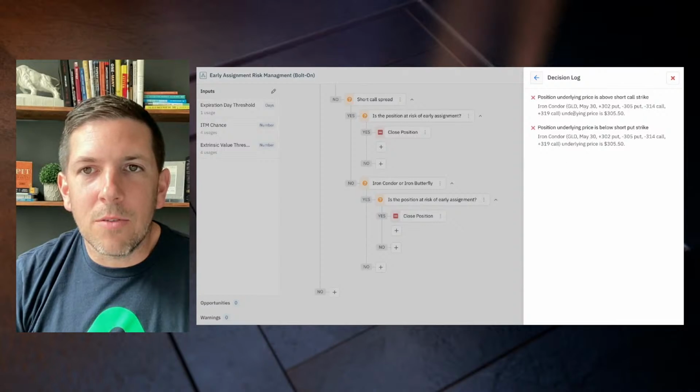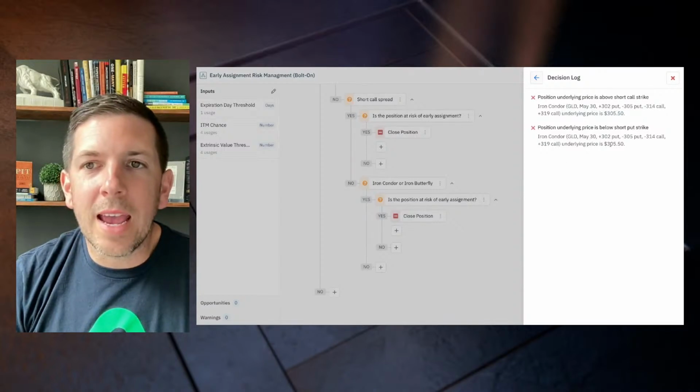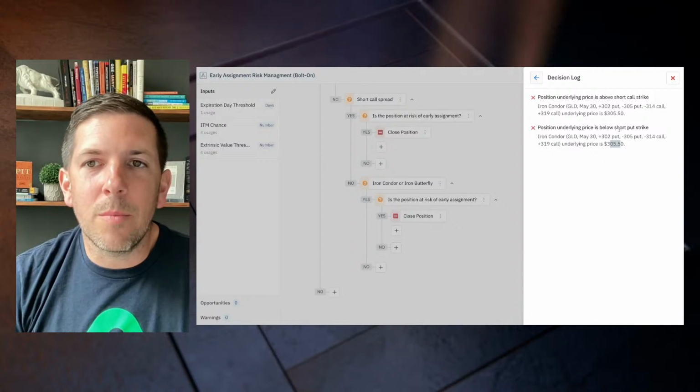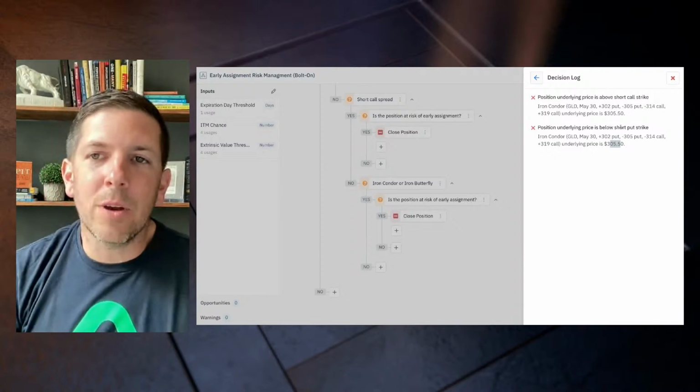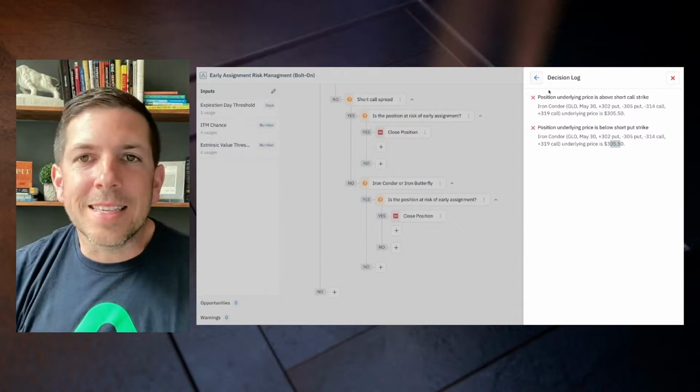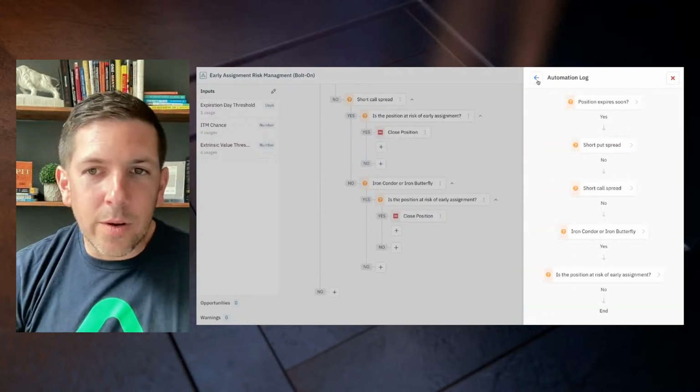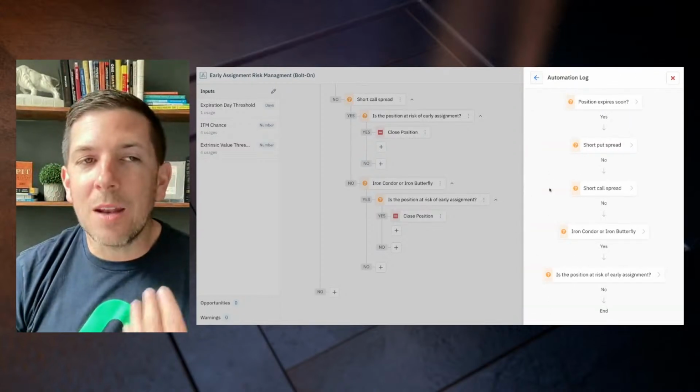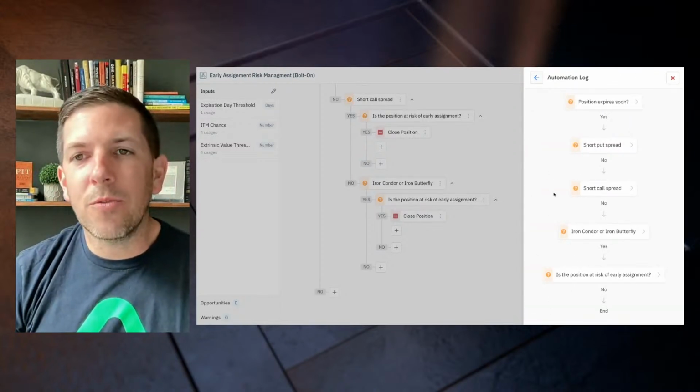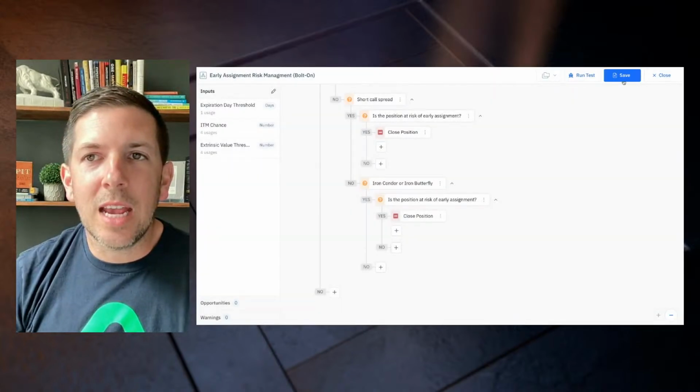The answer is no. The underlying price is 305.50, which is above my short call, and the underlying price is not below my short put. So again, it's not at risk of assignment. You can see how it's going through that progression here, and it's got to be true for all of those statements before it makes the decision to take the position off.